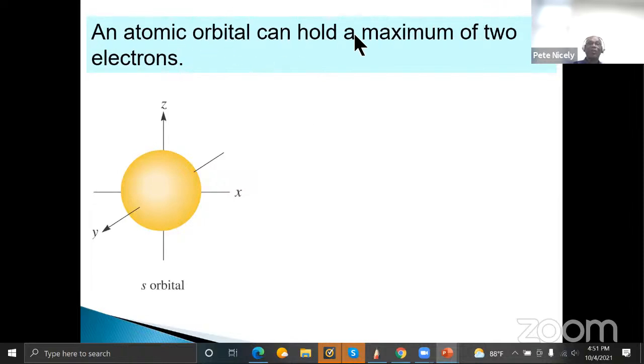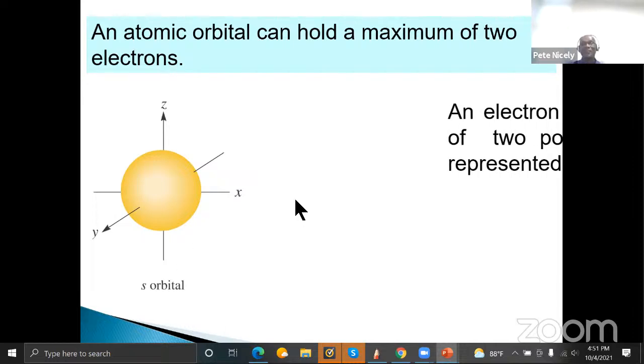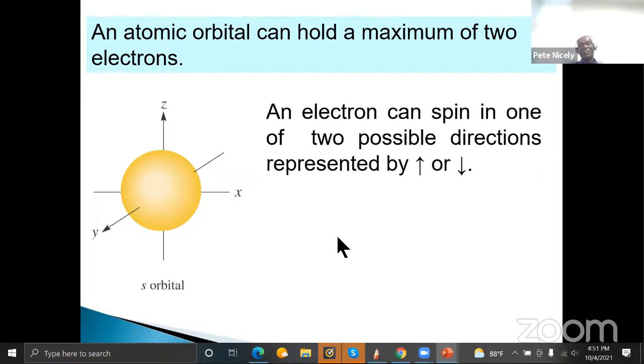Now, the thing about atomic orbitals, and this is true not only for s orbitals, but any type of orbital, is that they can have a maximum of 2 electrons. You can't have more than 2 electrons occupying the same orbital. Another thing we need to talk about is that if you have 2 electrons occupying the same orbital, then they must be spinning in different directions. Again, this is a consequence of the Schrodinger approach, which we won't get into. I'm just describing to you the result of that.